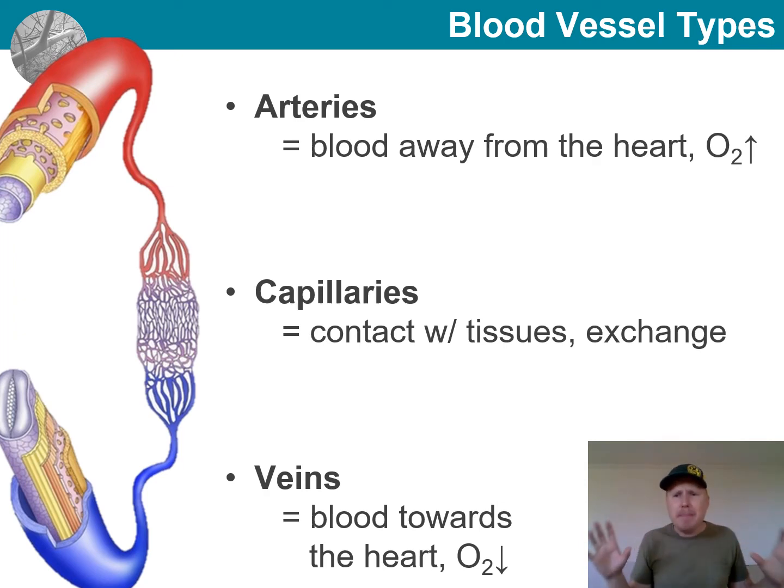But to keep the focus on the big picture, these vessels as a whole system make a loop, starting from the heart, going to the body parts where materials are exchanged, and ending back at the heart. But as they would say on the Home Shopping Channel, wait, there's more. We also have two other types of vessels that we need to know.